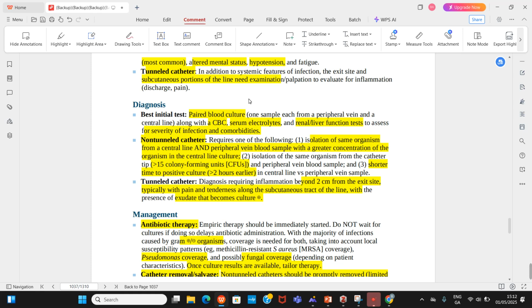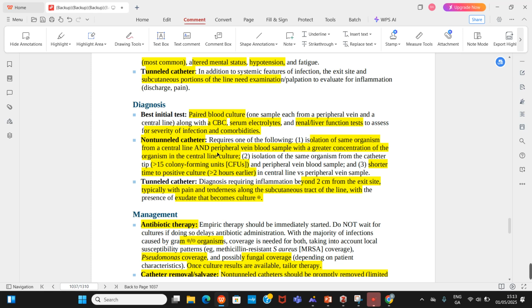So you want to obtain basic ones, like a complete blood count. If the person is in septic shock, you want to do electrolytes, urea, creatinine to see if the kidneys are affected. You also want to do liver function tests. You want to do ESR and CRP. Then you wait for the result of your culture.